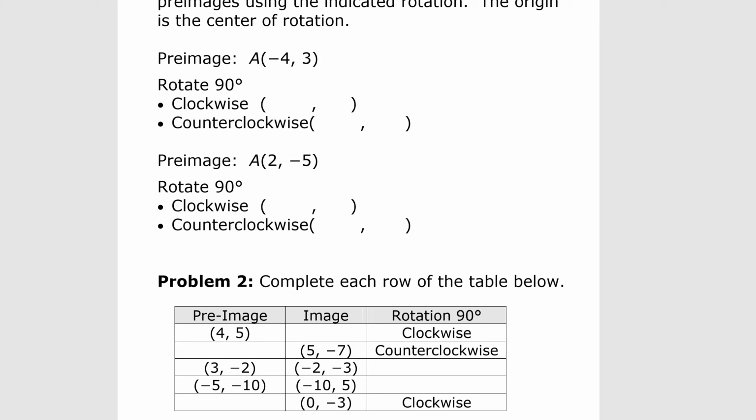Hi guys, we're going to be talking about rotations today. This is problem solving 1 in your student activity. You can find that in the attachments for your Google Classroom assignment for today.